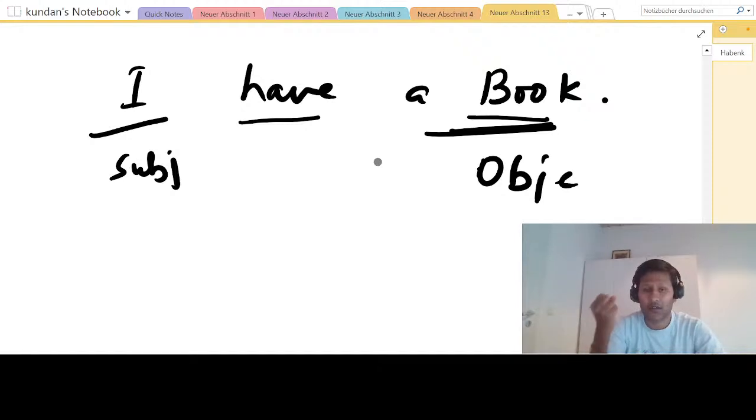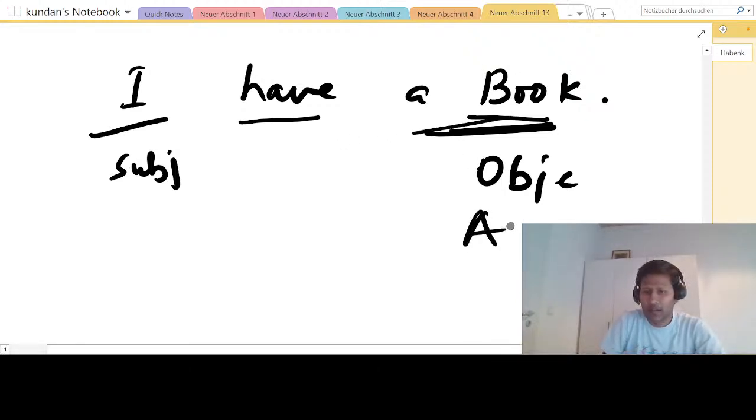So this is the direct object that I have. I hold it in my hand, right? I'm touching that book, or I'm touching that Handy. So it is a direct object. And when you have a direct object, that becomes accusative. So this book is accusative, yeah, the object.